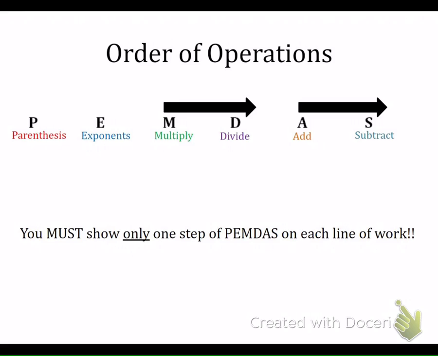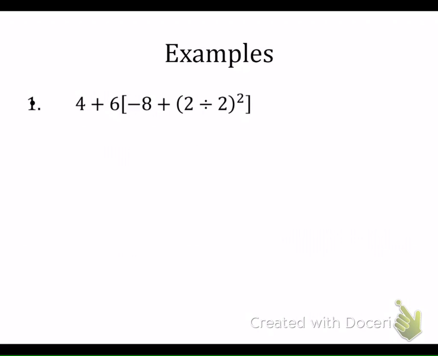And then here's just a little note about your work. I want to see only one step of the order of operations on each line. So if you're doing exponents and there's two different places that you have exponents, you could do that all on one line. But I don't want you jumping around and doing too much work in your head, skipping steps. That's when we make mistakes.